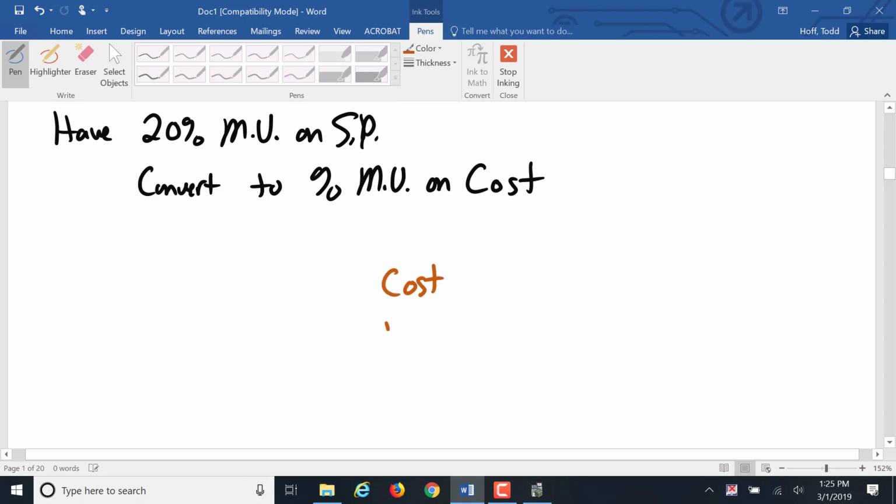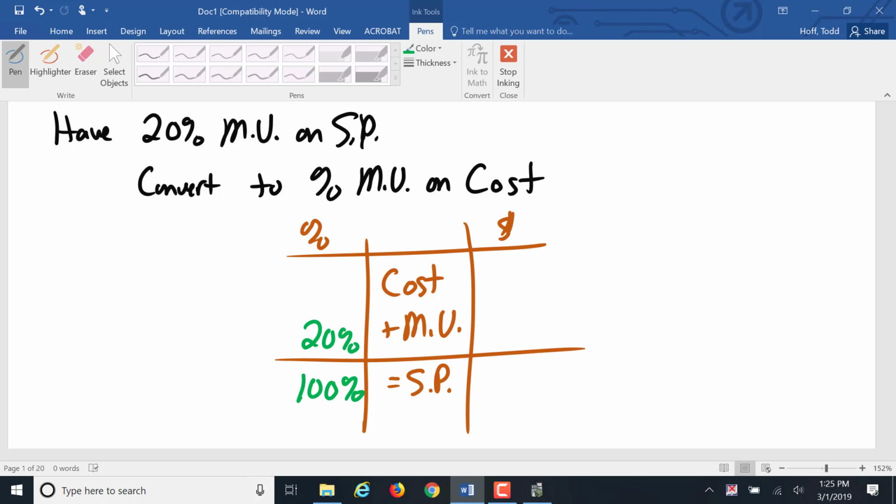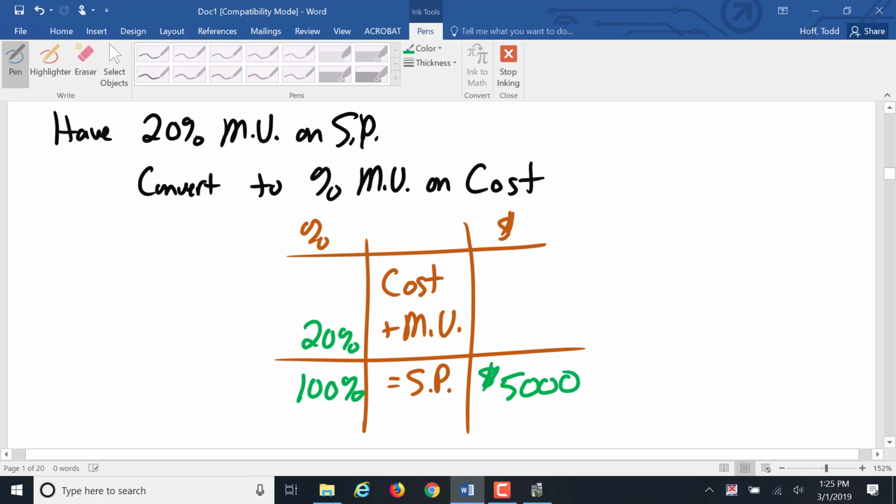So we've got cost plus markup equals selling price. We have percents on this side. We have dollars on this side. We are given 20% markup on selling price. That means 20% goes in the markup. On selling price means 100% would go there. We're going to make up a dollar amount here. I'm just going to say that we have a $5,000 selling price, just because numbers in the thousands are fairly easy to work with.